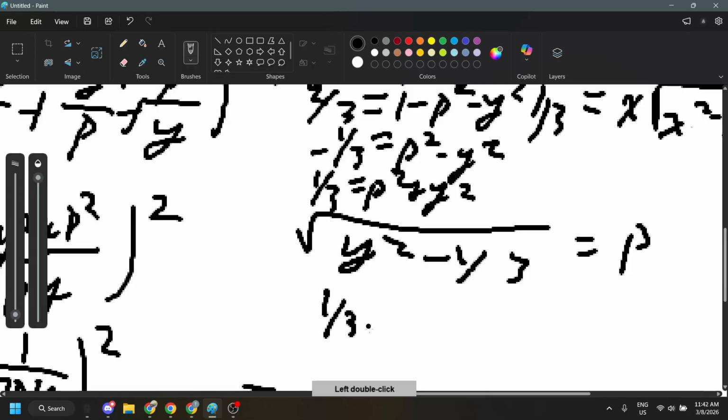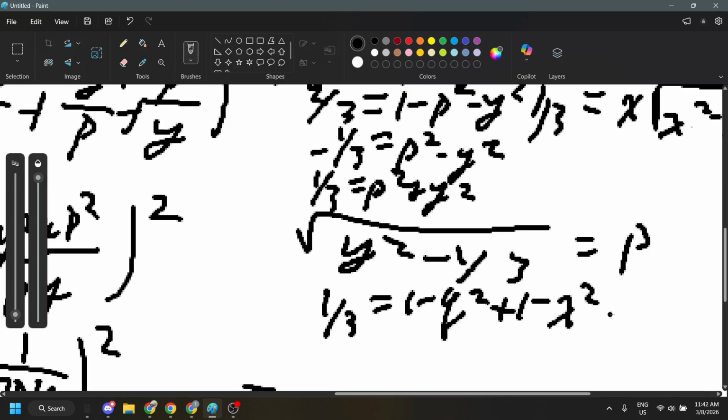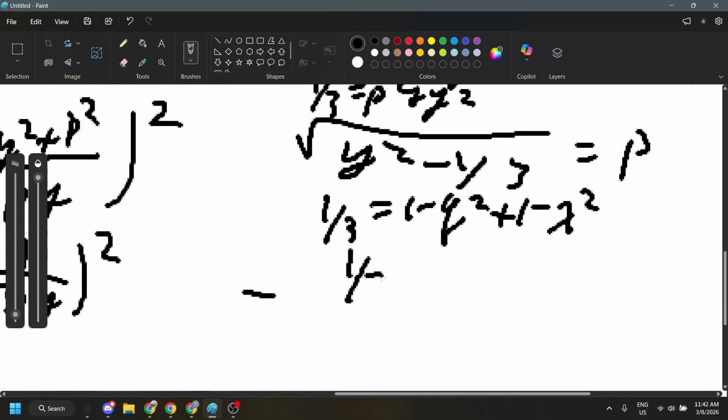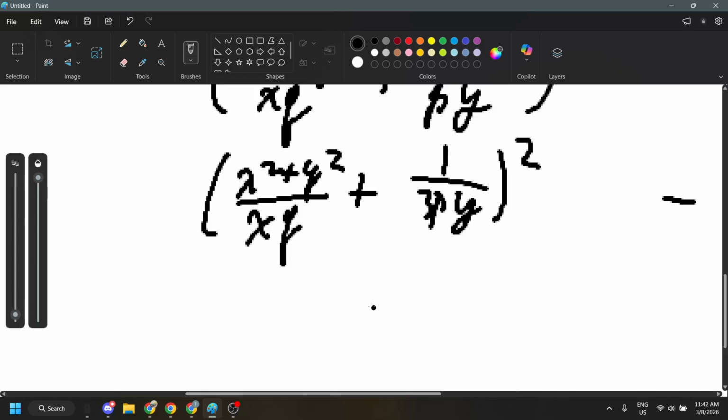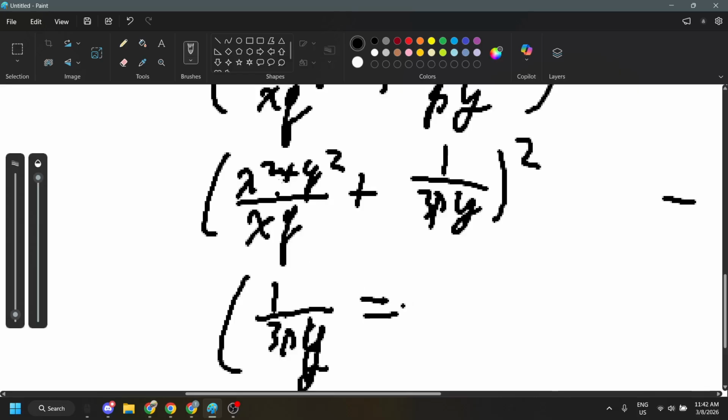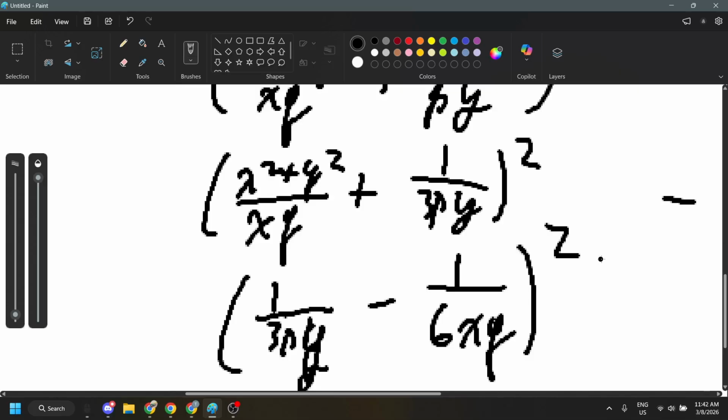If we have 1/3 is equal to 1 minus q squared plus 1 minus x squared, so 1/3 is equal to 2 times q squared plus x squared. So we have -1/6 is equal to q squared plus x squared. Okay. So now we have 1/3 pq or py is equal to minus 1/6 xq squared. Okay.